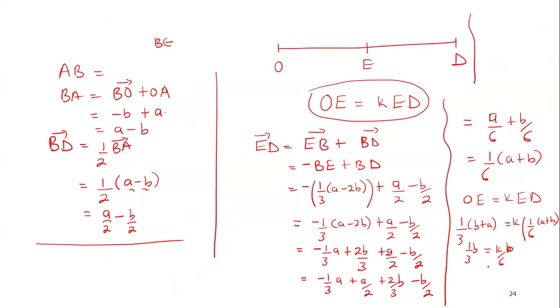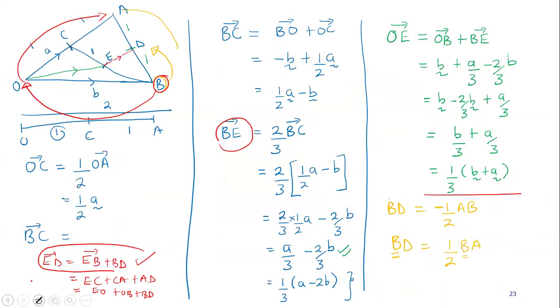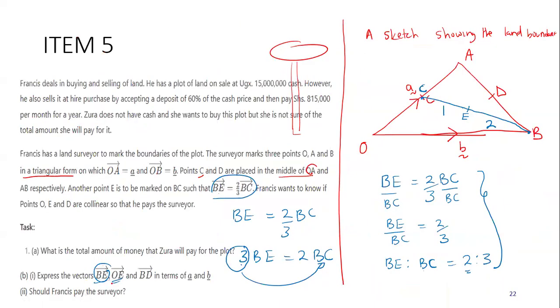So I'll come here and say, my K now, I've obtained it as 2, and therefore I'll have OE is equal to 2ED. Now that I've proved that there is some parallelism, then I go back to the question to respond. Remember, you have not yet responded to the question. The question was asking, should Mr. Francis pay? And what are the conditions for Mr. Francis to pay? The points must lie along a straight line.